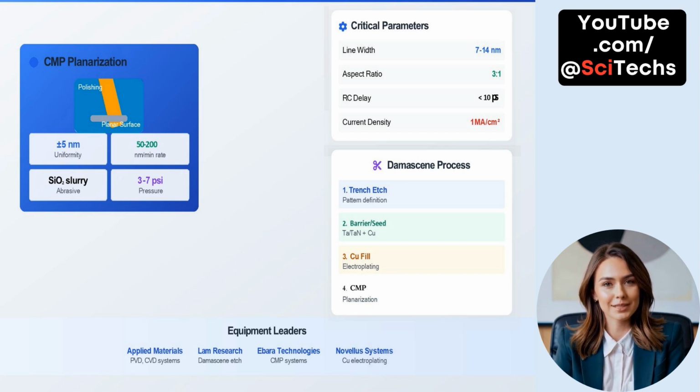CMP is the final step in the damascene process, which begins with trench etching to define metal lines. This is followed by deposition of barrier and seed layers, often using Ta, TaN, and copper. Next comes copper fill through electroplating. CMP then removes excess material to leave a flush, embedded structure. Key parameters such as line width, aspect ratio, RC delay, and current density guide process optimization. Leading tool suppliers include Applied Materials, Lam Research, Ebara Technologies, and Novellus Systems.